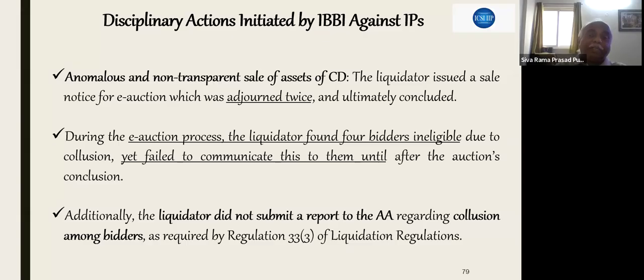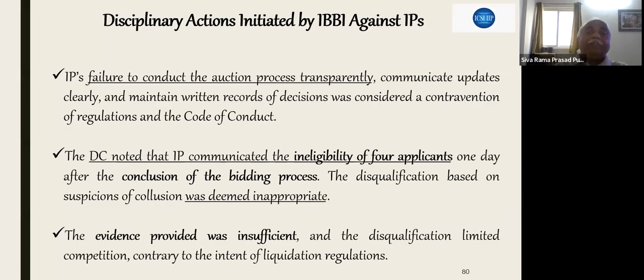Additionally, the liquidator did not submit a report to the adjudicating authority regarding the collusion among bidders, as required under Regulation 33(3) of the Liquidation Regulations. The IP's failure to conduct the auction process transparently, communicate updates clearly, and maintain written records of decisions was considered a contravention of the regulations and the code of conduct. The disciplinary committee noted that the IP communicated the ineligibility of 4 applicants 1 day after the conclusion of the bidding process. This disqualification, based on suspicion of collusion, was deemed inappropriate.